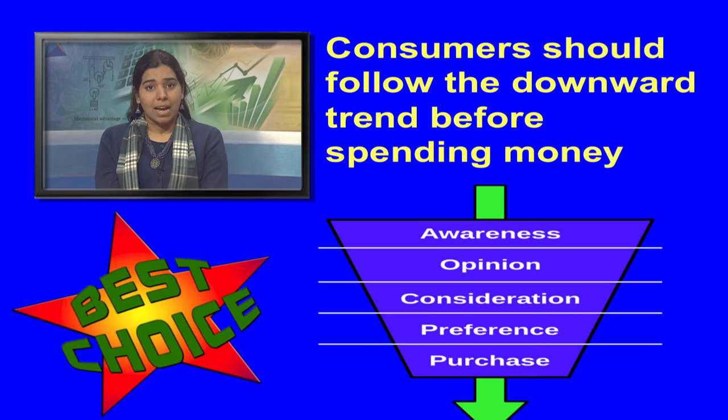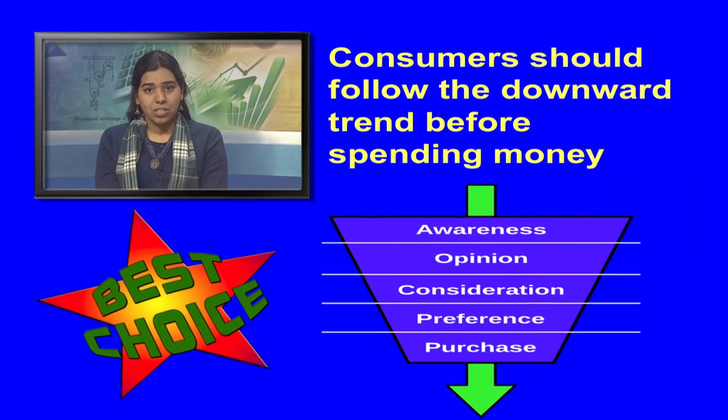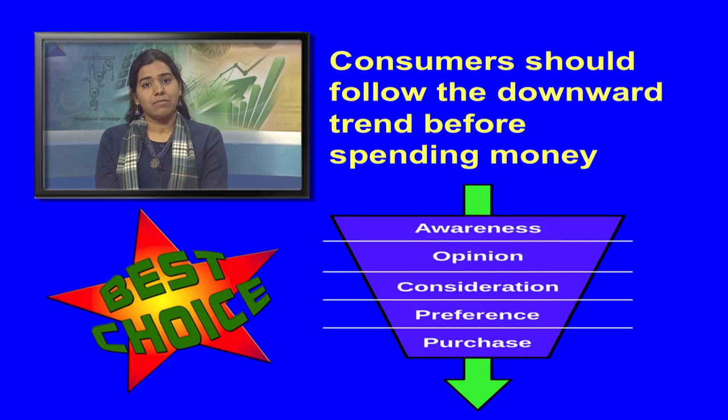Last but not the least, consumers should follow the downward trend before spending their money. That is awareness, opinion, consideration, preference, and then the final purchase.